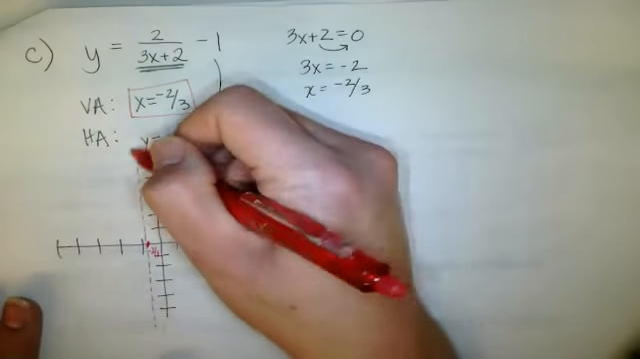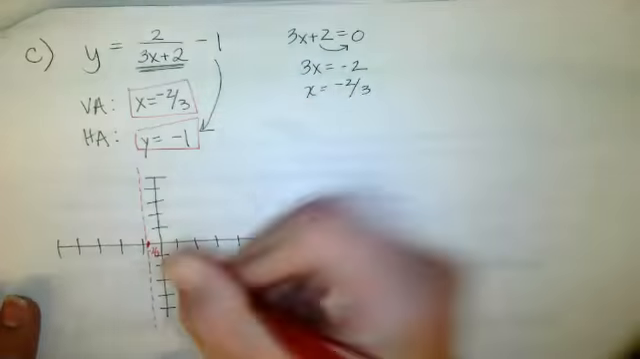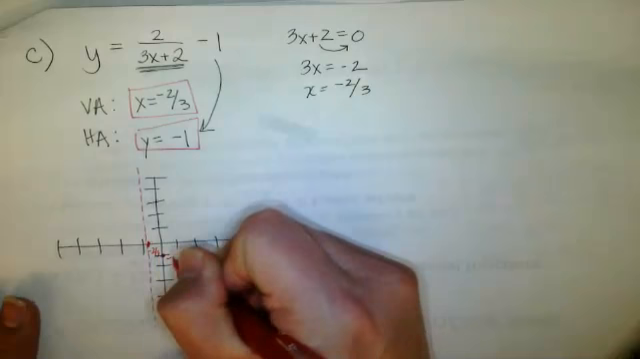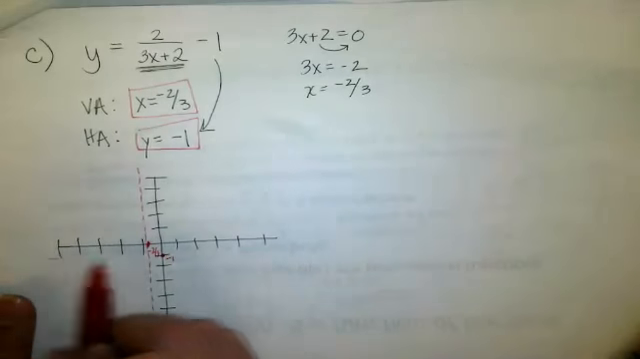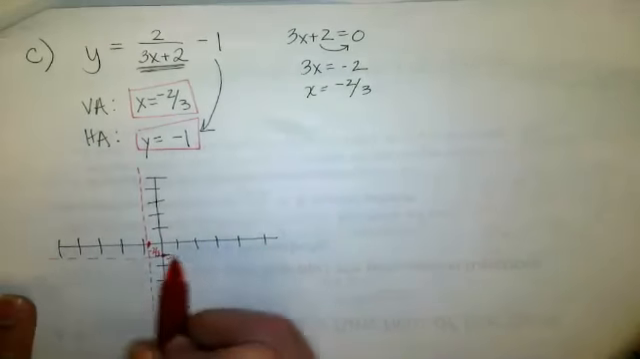And then y equals negative 1. Negative 1 is right here, and we're going to draw a horizontal line because it's the horizontal asymptote.